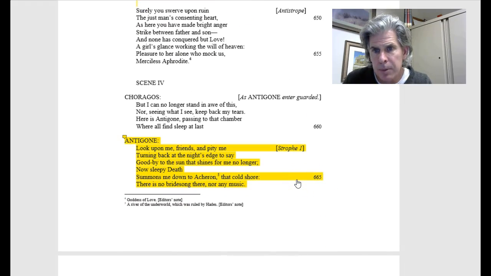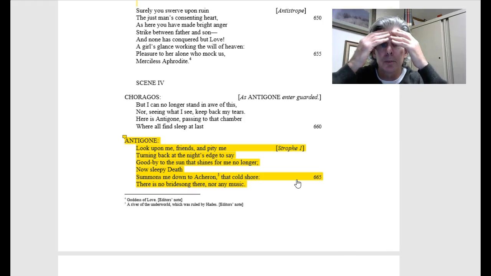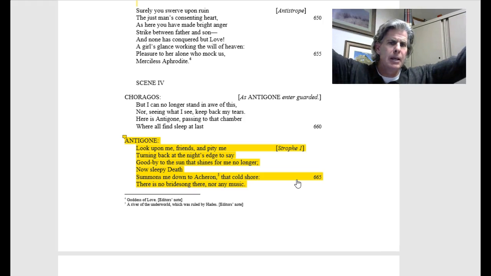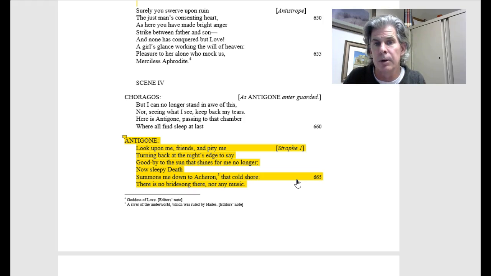And be aware of this. Look upon me, friend, and pity me, turning back the night's edge to say goodbye to the sun that shines for me no longer. Notice there's some troubling aspects. A lot of people really like Antigone, but do notice that she's like, pity me. She's calling on people to pity her. And that's part of her hamartia itself.